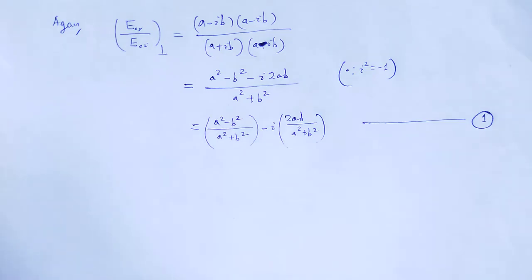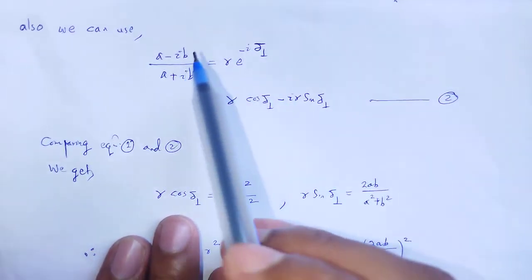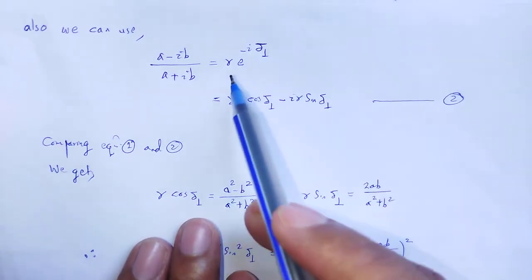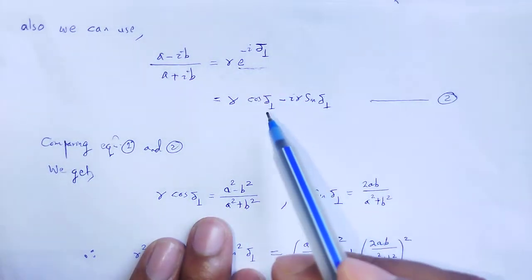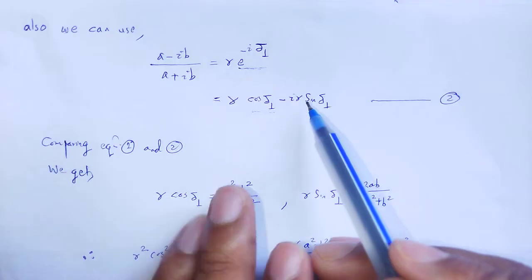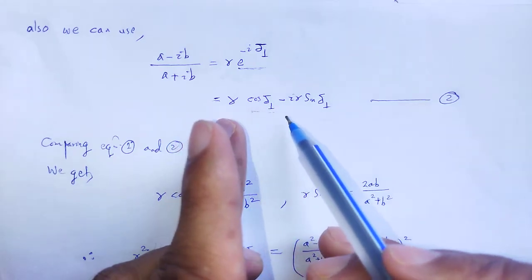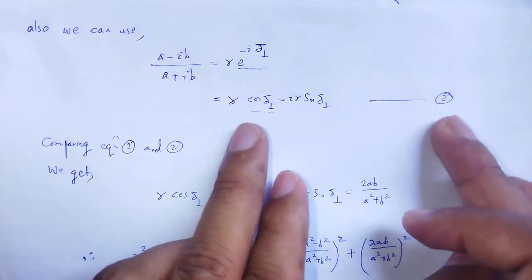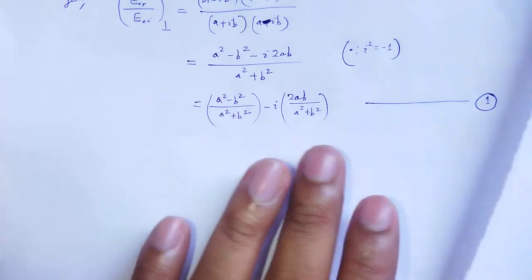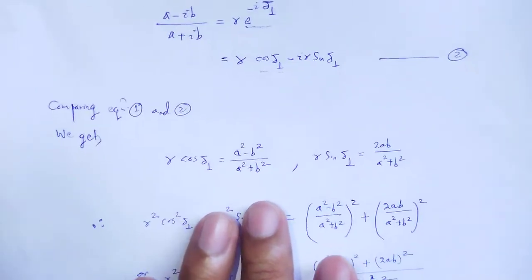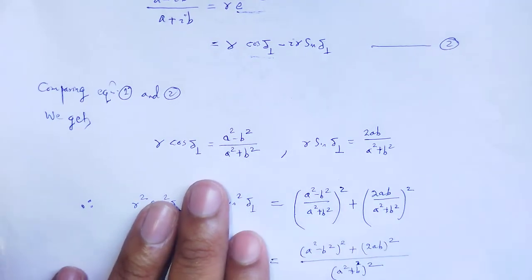Again, that complex form (a minus i b) divided by (a plus i b) can be written as R into e to the power minus i delta perpendicular. So, e to the power minus i delta perpendicular is cos delta minus i sin delta. When multiplied by R, it is R cos delta minus i R sin delta. This is equation number 2. Comparing equation number 2 with equation number 1, we obtain R cos delta is equal to a square minus b square divided by a square plus b square.